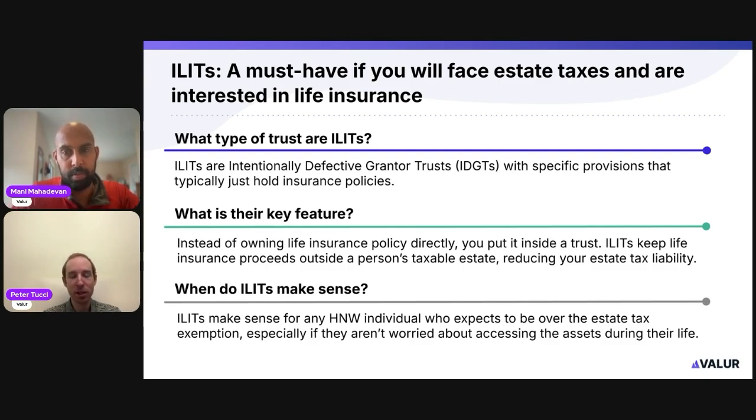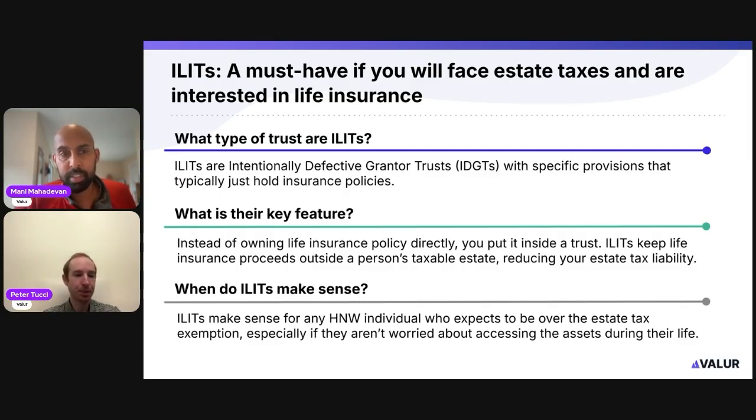We have a separate webinar about IDGITs, but basically, the short explanation is that it's a type of trust that is considered outside of your estate for gift and estate tax purposes, but is ignored for income tax purposes. And so to the extent that it generates income, you would pay the income tax. Although with an ILIT, typically it's just owning insurance, and so there's no real income tax liability most of the time.